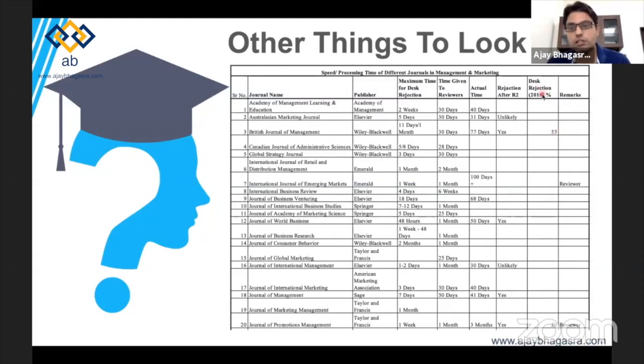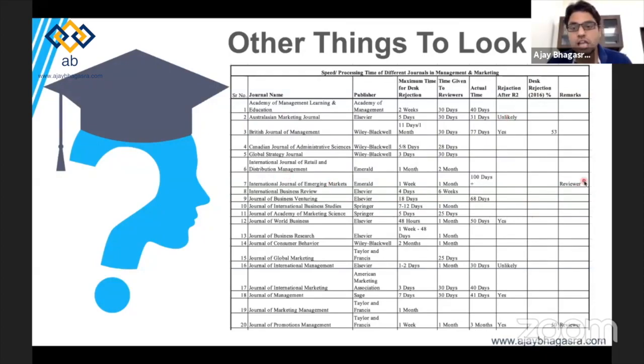That was in 2016. And like Australasian Marketing Journal, do they reject after R2? This is unlikely. They don't reject. So it is better that if you get into this journal, and if it goes into the review cycle, it is unlikely that they would reject your paper.